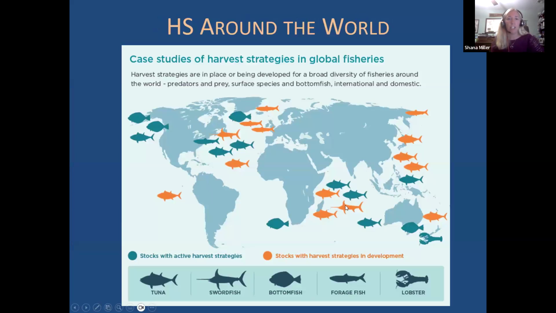Looking at harvest strategies around the world, some of the species, this is not a comprehensive list. There are many others that aren't reflected here, but this is just to show that harvest strategies are being developed for predators and prey, pelagic species and bottom fish, vertebrates, invertebrates, international and domestic fisheries.